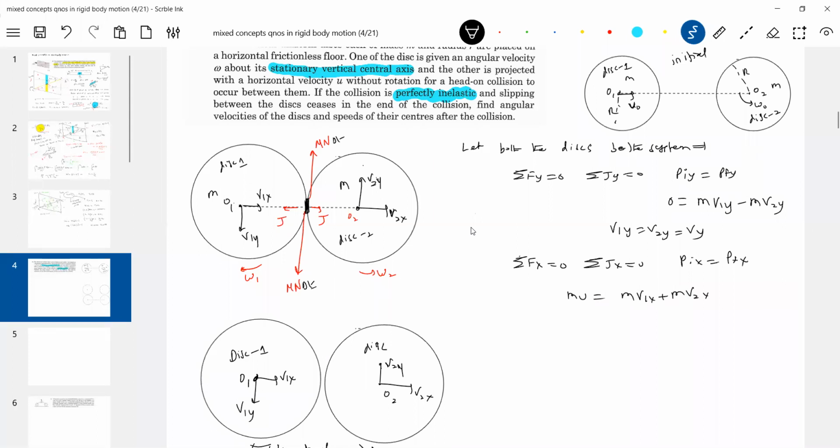Okay, what about v1x and v2x? We don't know that. So let me analyze individually. That's the problem; both are unknowns. So what shall we do? On disk 1, m u naught minus J equal to m v1x. On disk 2, J equal to m v2x. Will I agree with this?